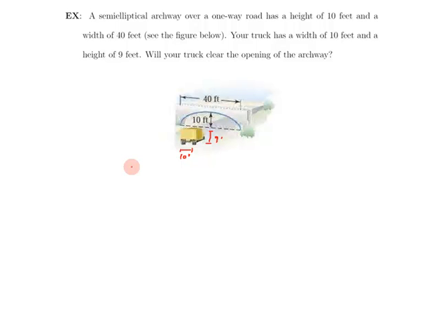Now, to answer that question, we're going to find the equation of the ellipse and then use some algebra to answer the question. So let's start by determining what the equation of the ellipse actually is. Going back to our formula for the ellipse, x squared over a squared plus y squared over b squared equals 1. That's for the ellipse centered at the origin. I'm going to use that one because I'm going to put my origin at the very center of this ellipse.